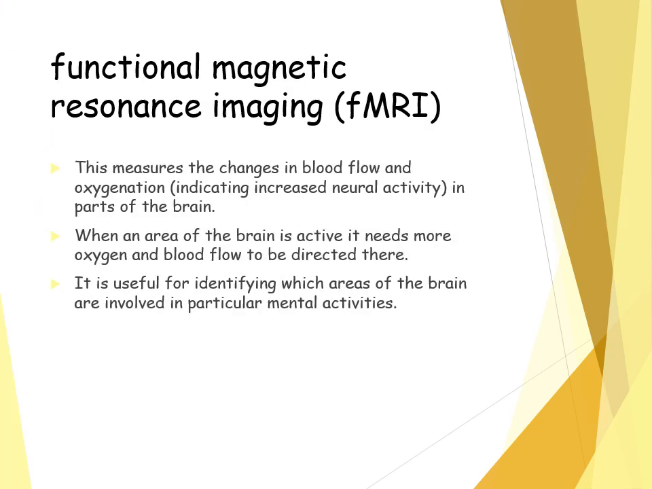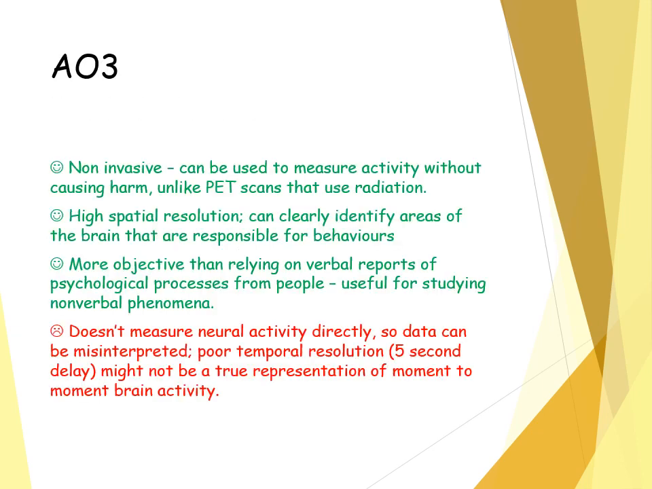So functional magnetic resonance imaging, so fMRIs. Now they measure changes in the blood flow and the oxygenation of blood in parts of the brain. So they indicate that there's been an increased neural activity. So that's because when an area of the brain is active, it needs more oxygen and blood flow to be directed to that area of the brain. Now, fMRIs are particularly useful for identifying areas of the brain that are involved in particular mental activities.